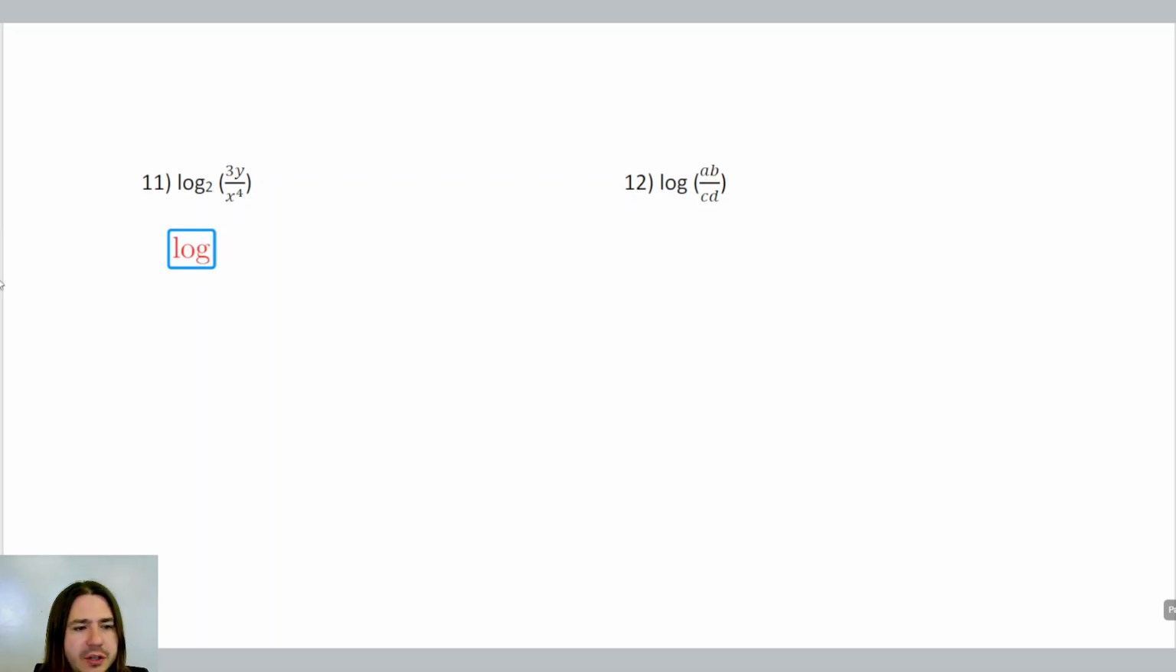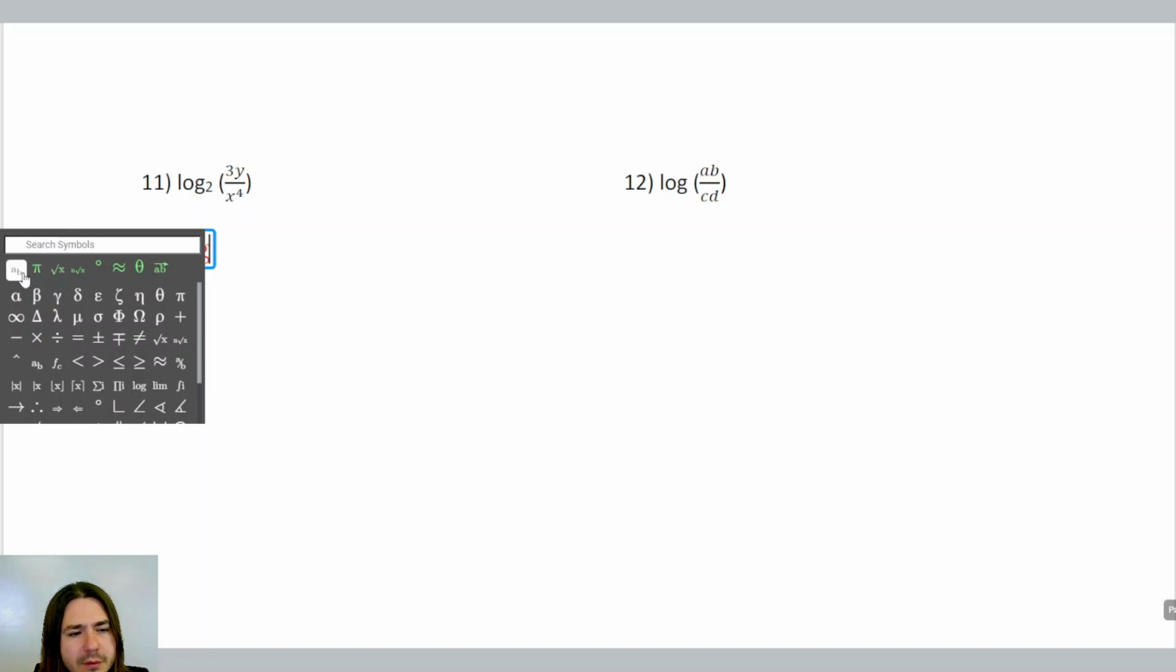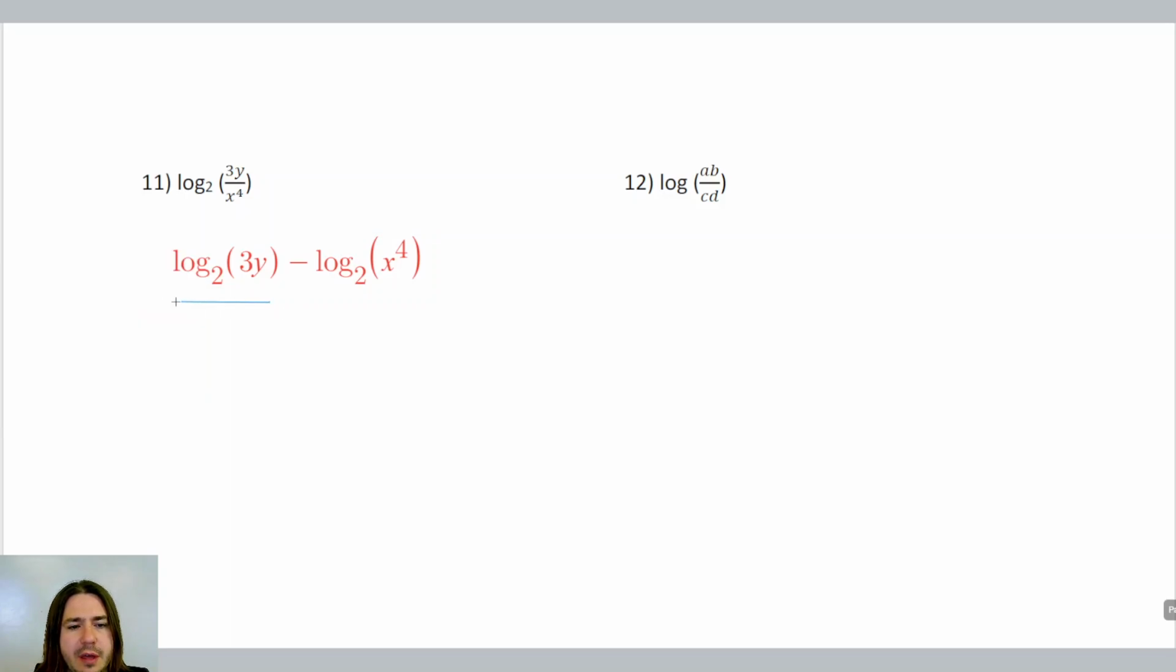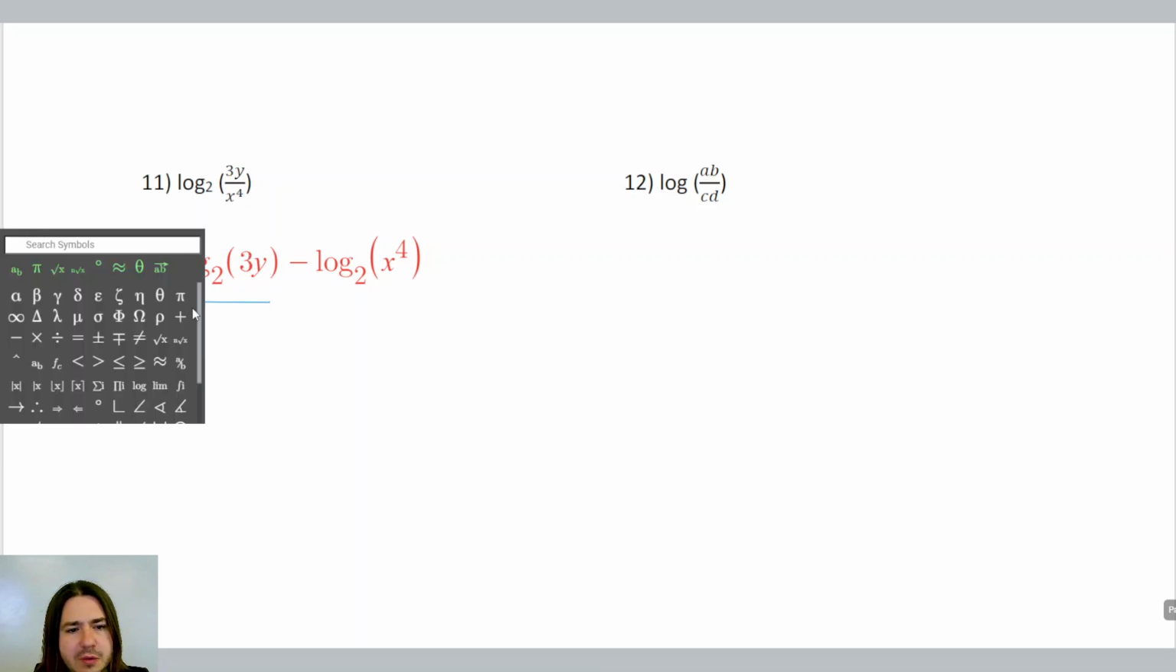We have log base 2 of 3y minus log base 2 of x to the 4th. So I'm going to take these individually. Let's take a look at the first logarithm and see if we can expand that a little further, which we can because we've got a product in here. So we can expand that out using addition.